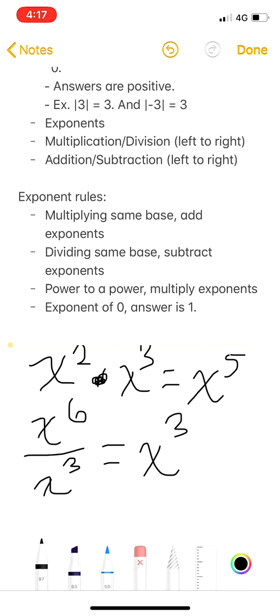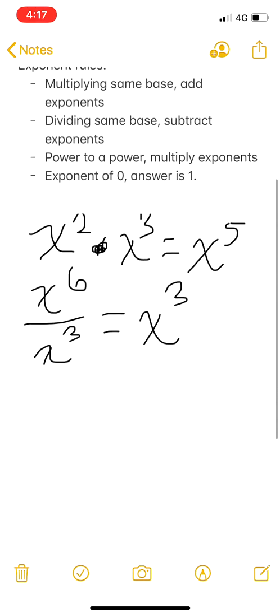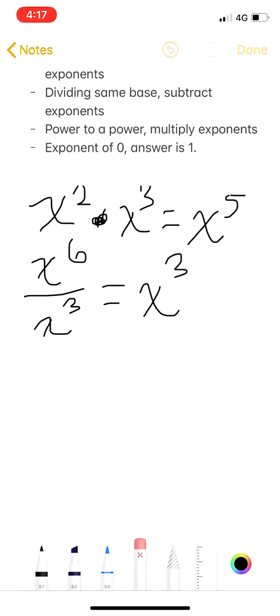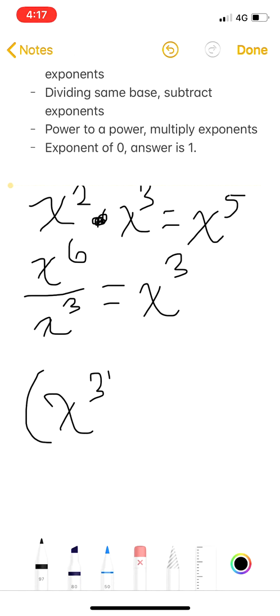For power to a power, let's see if I can move this up. I can move it up this way. So power to a power is like x to the 3rd power all to the 4th power. When the exponents are right next to each other, you multiply. So 3 times 4 is 12.